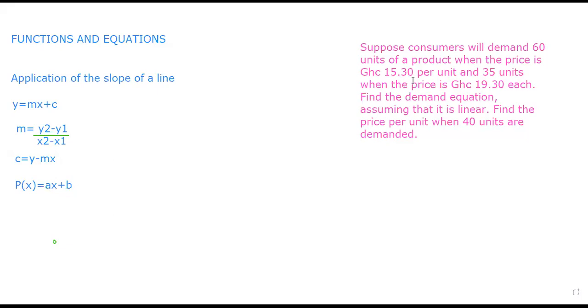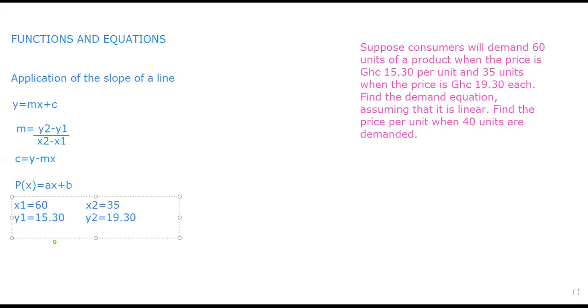Price is the Y. So they said that suppose consumers would demand 60 units. Therefore, X1 is equal to 60, when the price is 15.30. So that is P1, that is Y1. P is Y, so Y1 is 15.30. And 35 units when the price is 19.30. So the 35 is X2. X2 is 35. And then Y2 is 19.30.